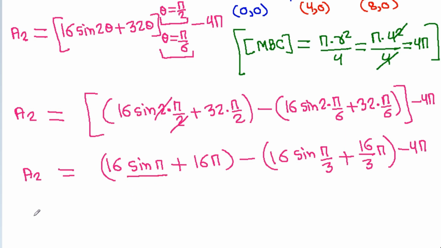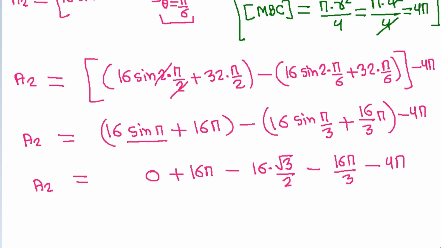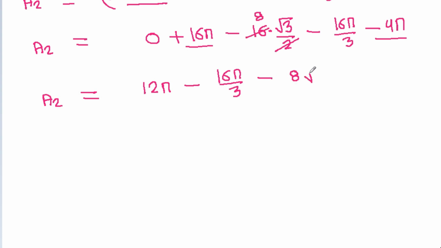And sin pi is 0, so A2 is equal to 0 plus 16 pi minus 16 times sin pi by 3, which is square root of 3 by 2, minus 16 pi by 3 minus 4 pi. And A2 is equal to 16 pi minus 4 pi, which is 12 pi, minus 16 pi by 3, minus 2 times 8, which is 16, so it is 8 times square root of 3. And A2 is equal to, this will be 36 minus 16, that will be 20 pi by 3 minus 8 times square root of 3.